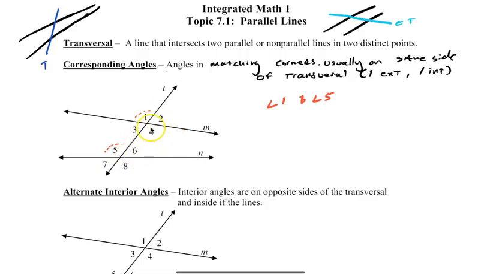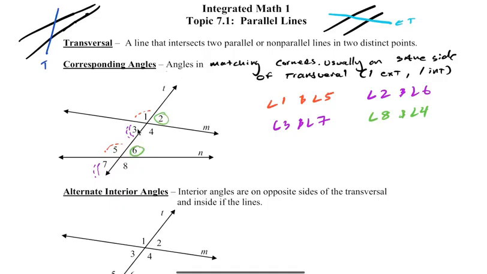So they call them matching corners. For me, it's always like they kind of skip. They're on the same side, but they kind of skip. So 2 with 6. We can also say 3 goes with 7. And on the other side, we could say angle 8 goes with angle 4. So those are the corresponding ones. So this guy goes with this guy, and this guy would go with this guy. Right?